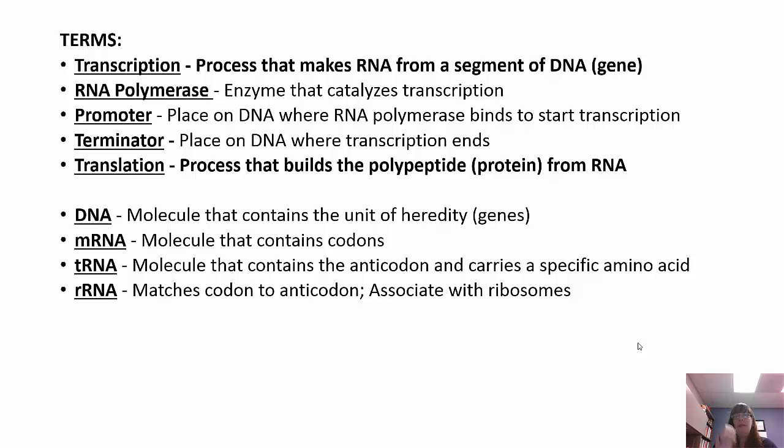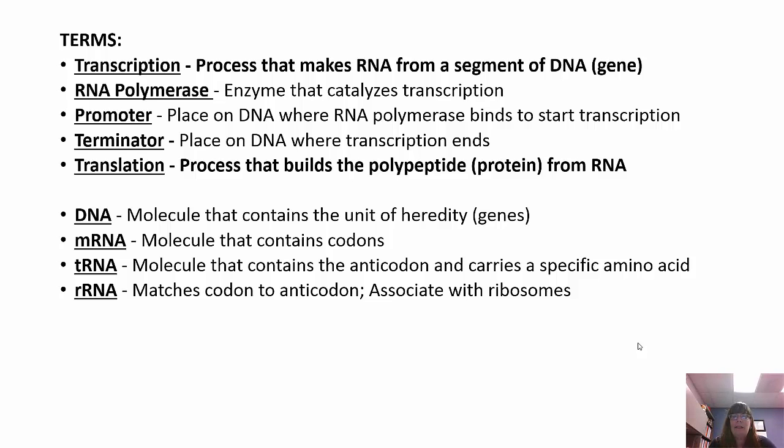Some terms you need to know for your test: transcription, the process that makes RNA from a segment of DNA. RNA polymerase is the enzyme that catalyzes transcription. The promoter region is the place on the DNA where RNA polymerase binds to start transcription. The terminator is where transcription ends. And translation is the process that builds the polypeptide from the RNA, so that's making the protein.